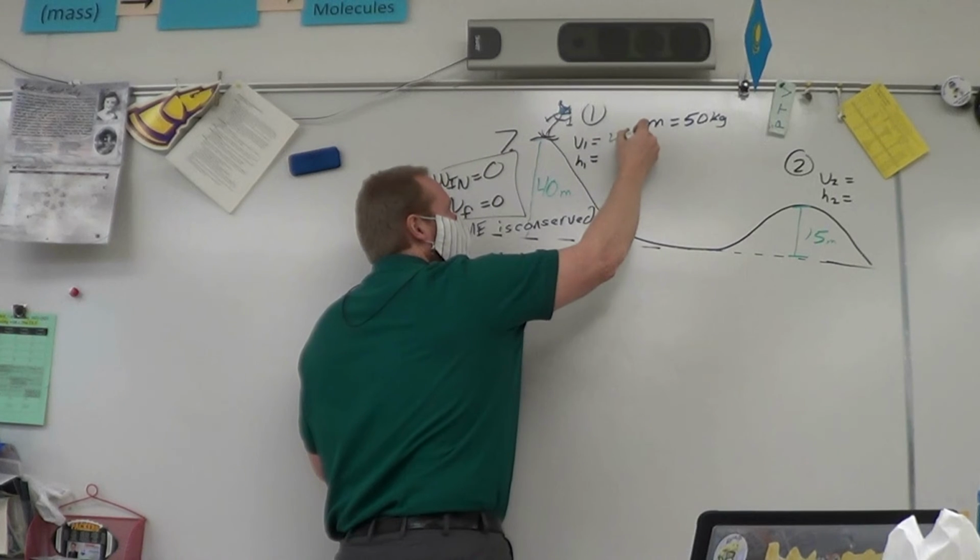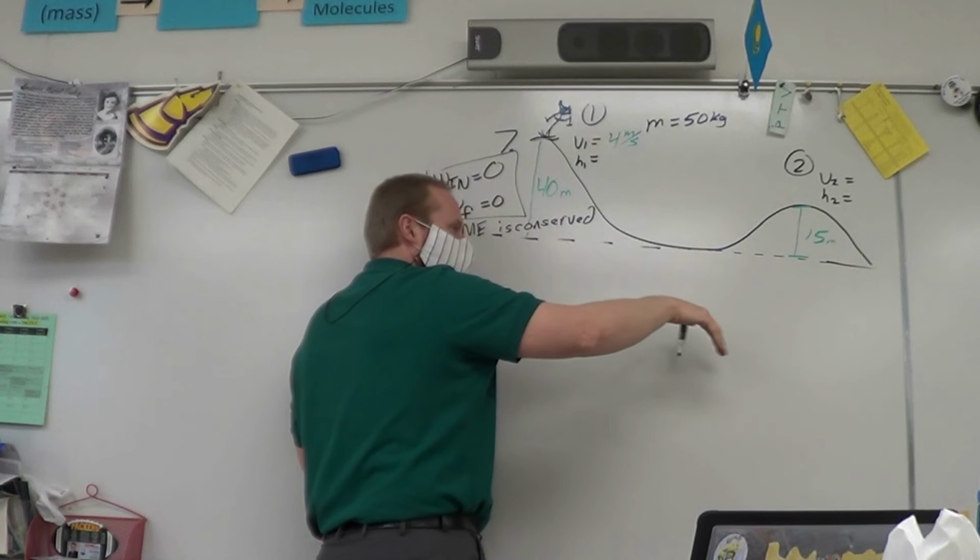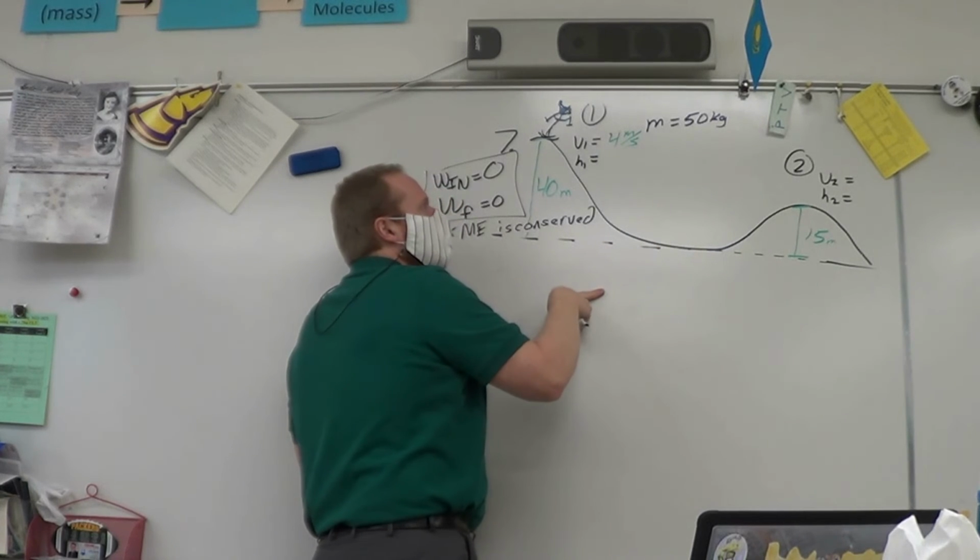So what's V1? At the top of the hill, V1 was 4. Okay, so they are not going 0 because they were riding the chairlift and they just got off the chairlift, which apparently dumps them straight down the hill.